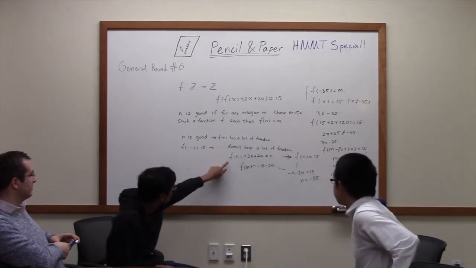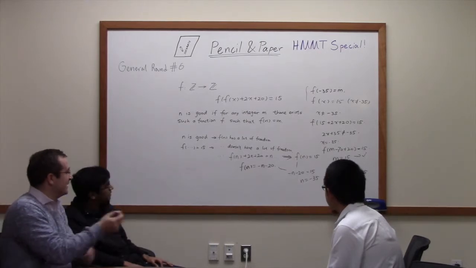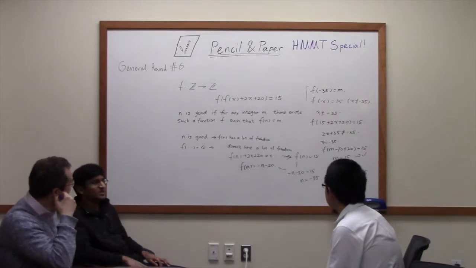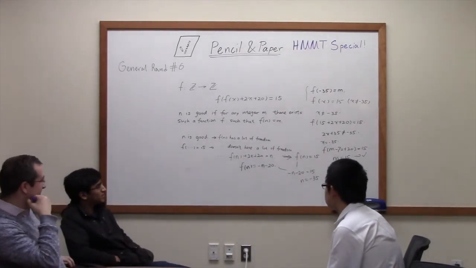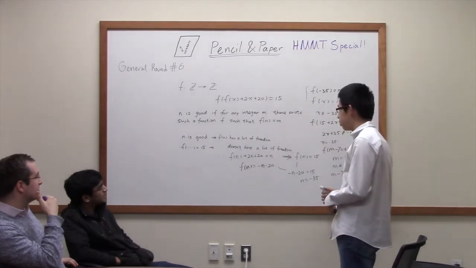Okay, I think this part was already explained. Yeah, we can go over that part again, because I think Vinci, you and I are still looking at it. Because okay, why are you saying that f of n plus 2n plus 20 equals n? I think a lot of people will be confused by that statement. Why does it have to equal n?